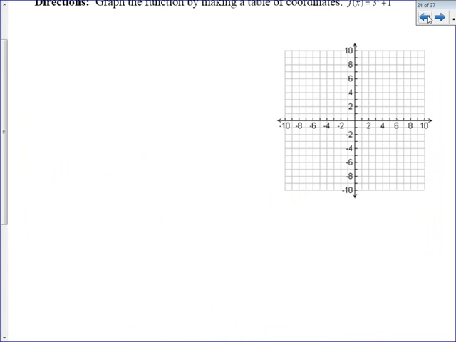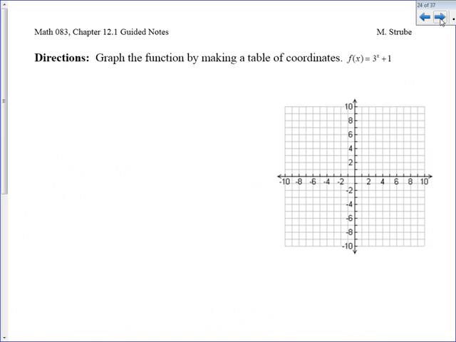We're going to start with this one. All right, so graph the function by making a table of coordinates. F of x equals 3 to the x plus 1. Now, I believe on your final exam review, and if they ask for this on your final, they want a minimum of 5 points. We're going to find at least 5 points for all of these. On your homework, the directions say using -2 to 2 inclusive.